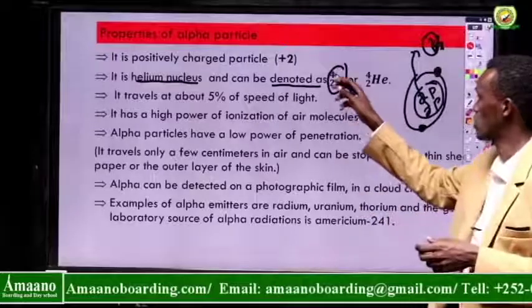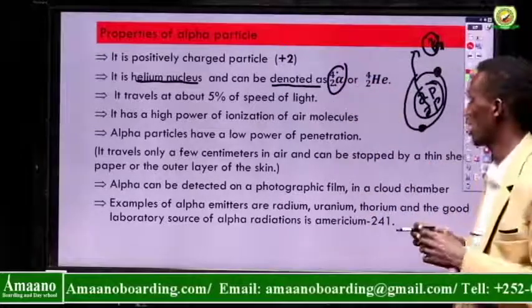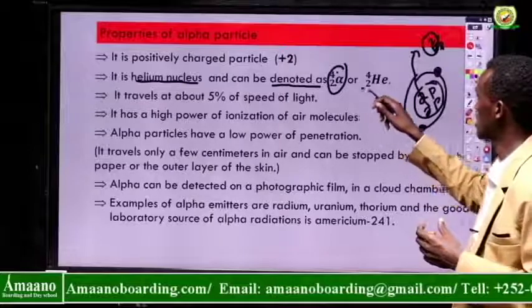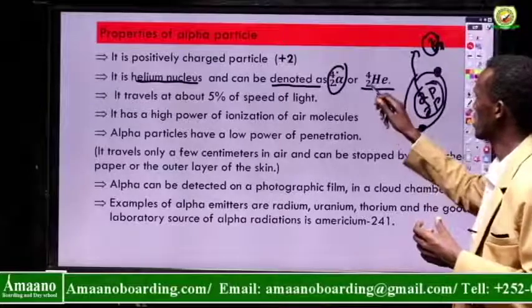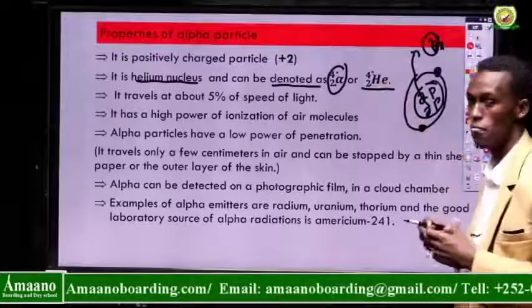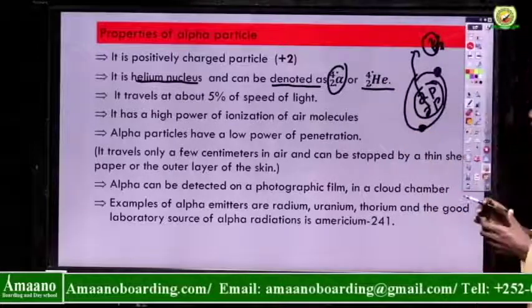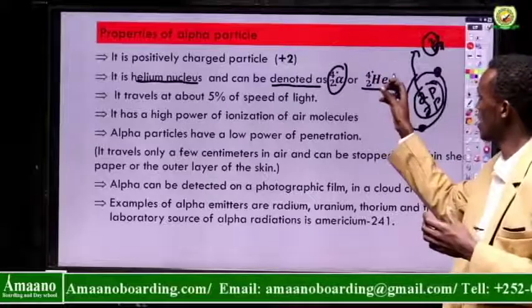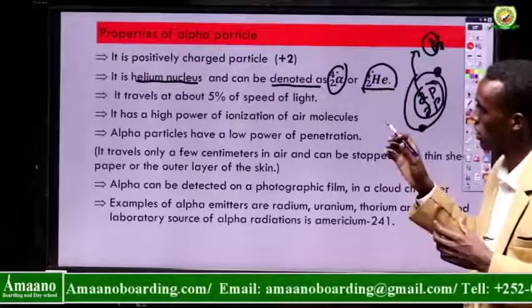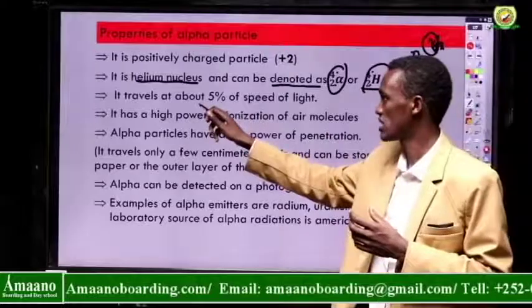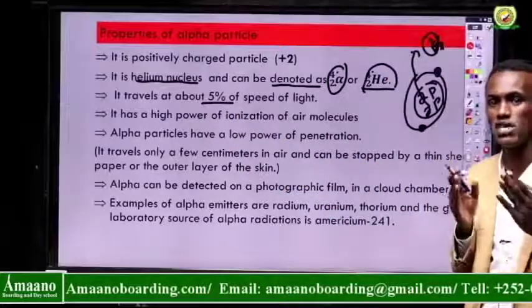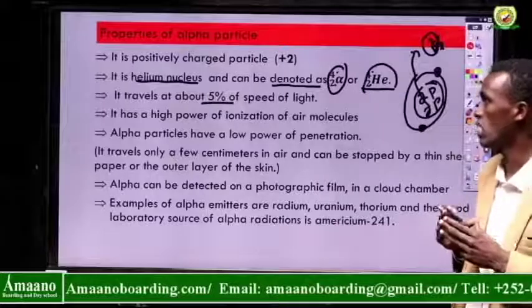It has 2 protons and a mass number of 4, so it can also be denoted as helium-4. So alpha is a helium nucleus. Alpha travels at 5% of the speed of light.